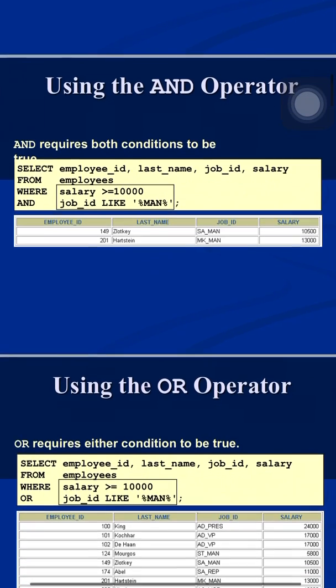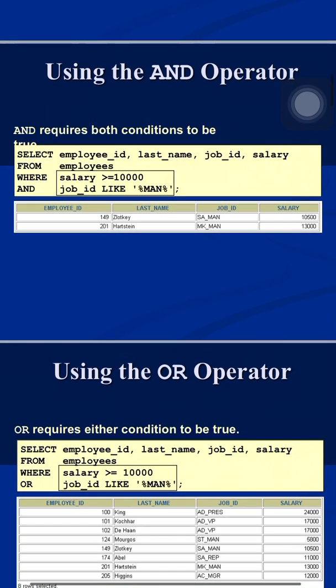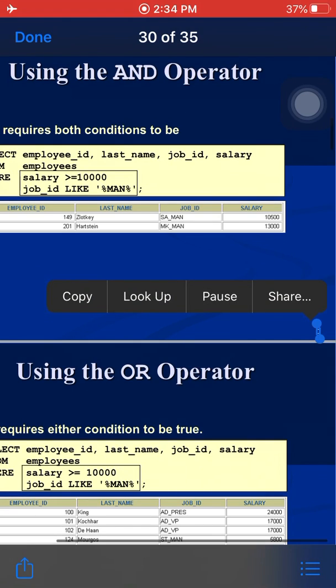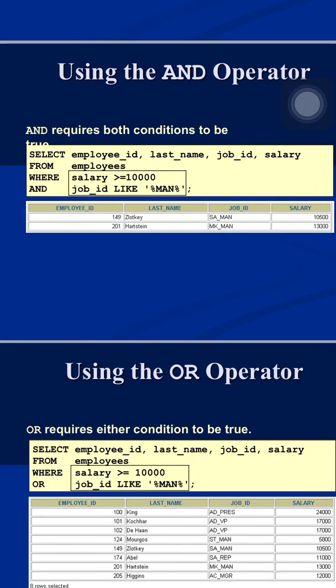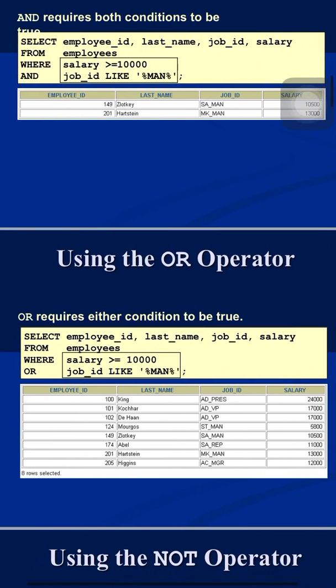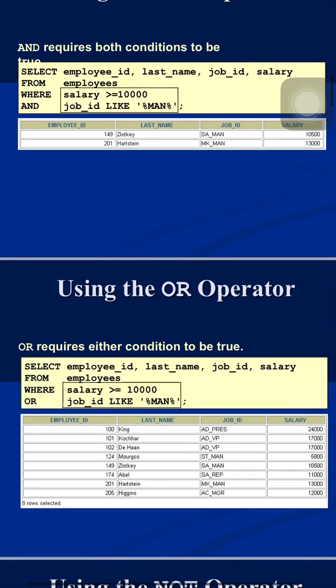Whereas what will be for OR? What OR says: either salary is greater than or equal to 10,000 or job ID is manager. So if any one of these conditions is true, still the record will be displayed in the output. You can see that in the above query of AND we have two records displayed, whereas in the below query of OR we have 8 records getting displayed because it is OR. Some records will fulfill salary greater than or equal to 10,000, whereas some records will fulfill job ID containing manager, right? So it is giving more records as compared to ANDing.